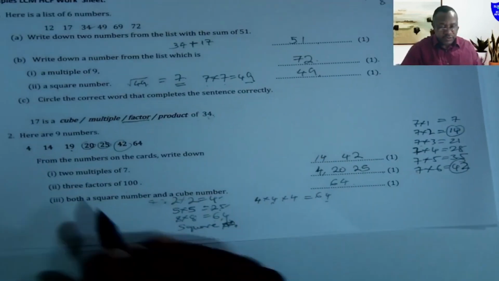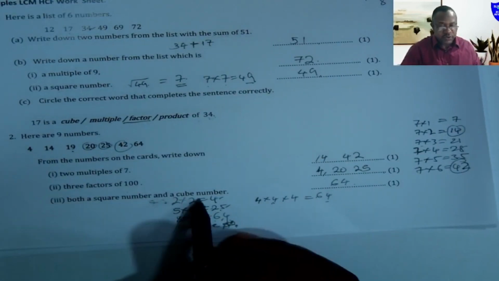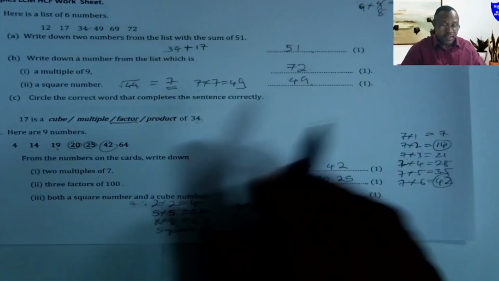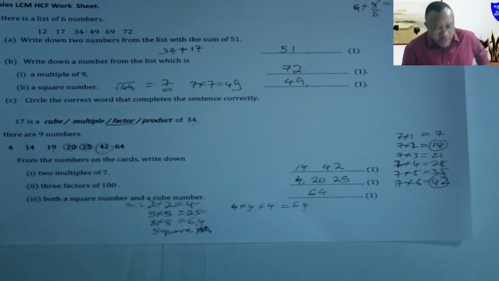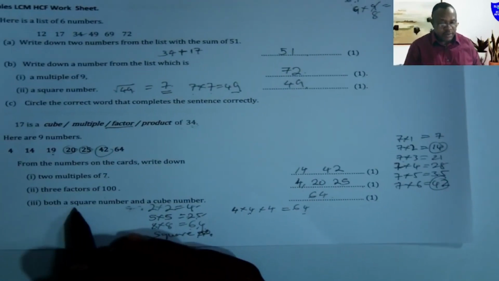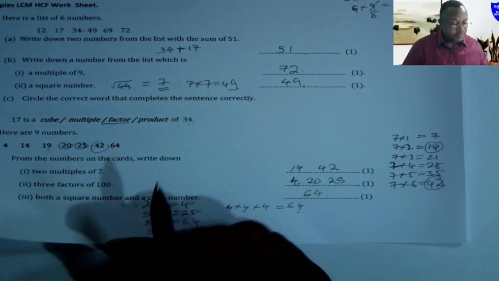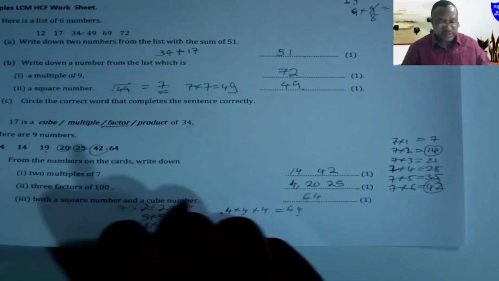I know these concepts like square numbers and cube numbers, I've not dealt with them, but they're very simple to understand. You can know them actually, but if you want to know more about both square numbers and cube numbers, you can simply do a research. These are very simple for you to understand, but I've explained.